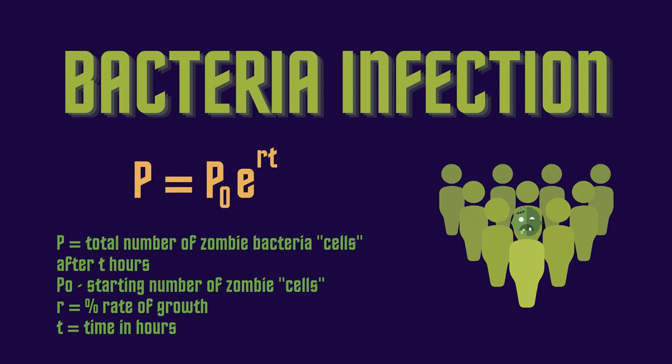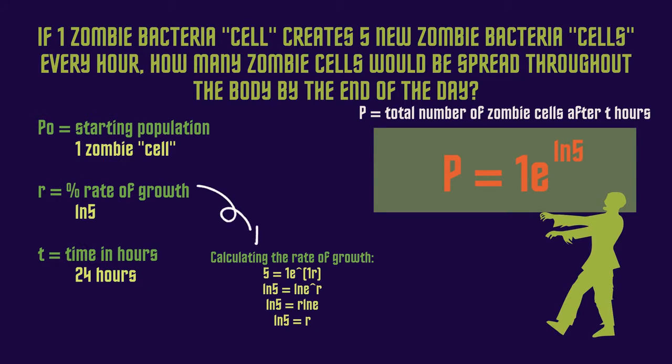zombie cells. So let's say that P is the total number of zombie cells after T hours. P0 is the starting number of zombie cells. R is the rate of growth, and T is the time in hours. Let's try a fun little math question. If one zombie cell creates 5 new zombie cells every hour, how many zombie cells would be spread throughout the body by the end of the day?